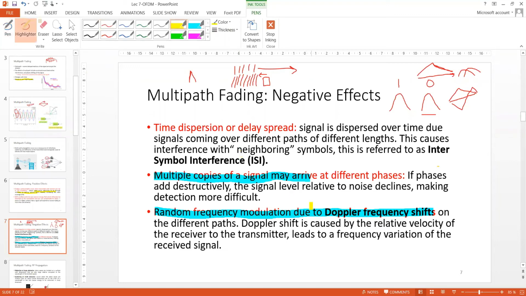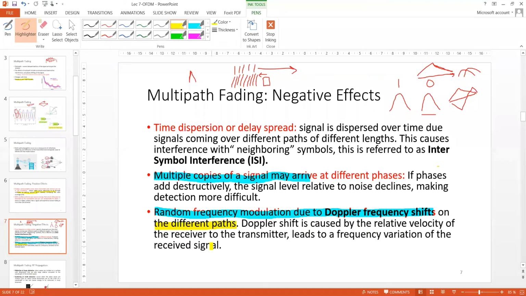And what actually occurs in Doppler frequency shift, that is, random frequency modulation due to Doppler frequency shift on the different paths. Different paths mean that a signal or an object is moving towards the base station or moving away from the base station. Now, Doppler frequency shift is caused by the relative velocity of the receiver to the transmitter, and it leads to frequency variations of the received signal.